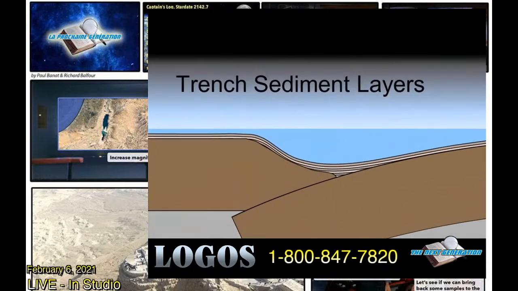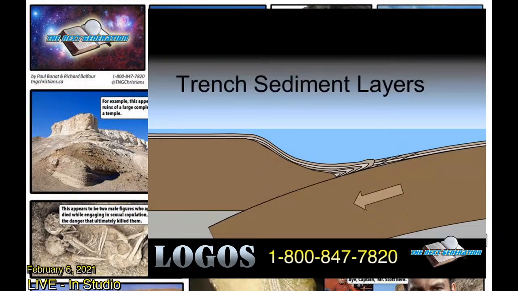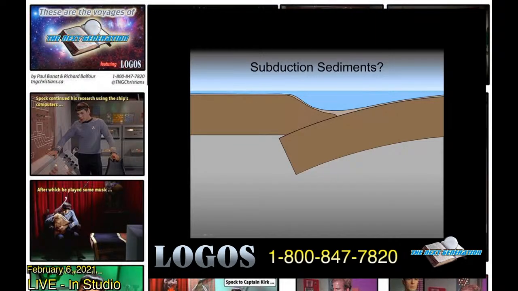The sediments that are found in trenches are layered, and the layers are not disturbed. But if movement has been occurring due to a diving plate, these layers should show signs of disturbance and folding over on themselves in the direction of movement, but this is not observed. Even if a plate did manage to dive under an overlying plate, the weight of the overlying plate would scrape away anything that was not an integral part of the plate itself.